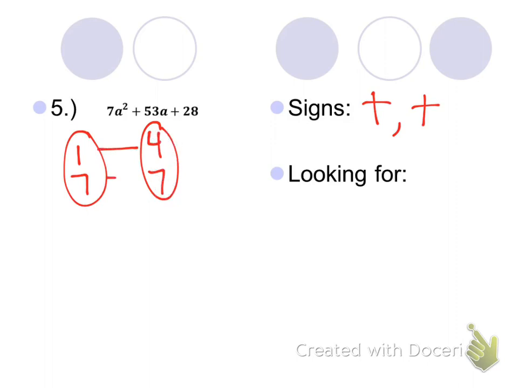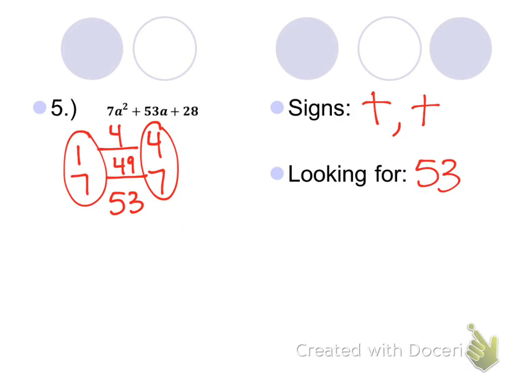So we multiply these. 1 times 4. 7 times 7. We add them up, we get 53. I should have filled this in. What was I looking for? A positive 53 from the middle there. So that's how I know that I've got my bubbles set up the way I need them to be.